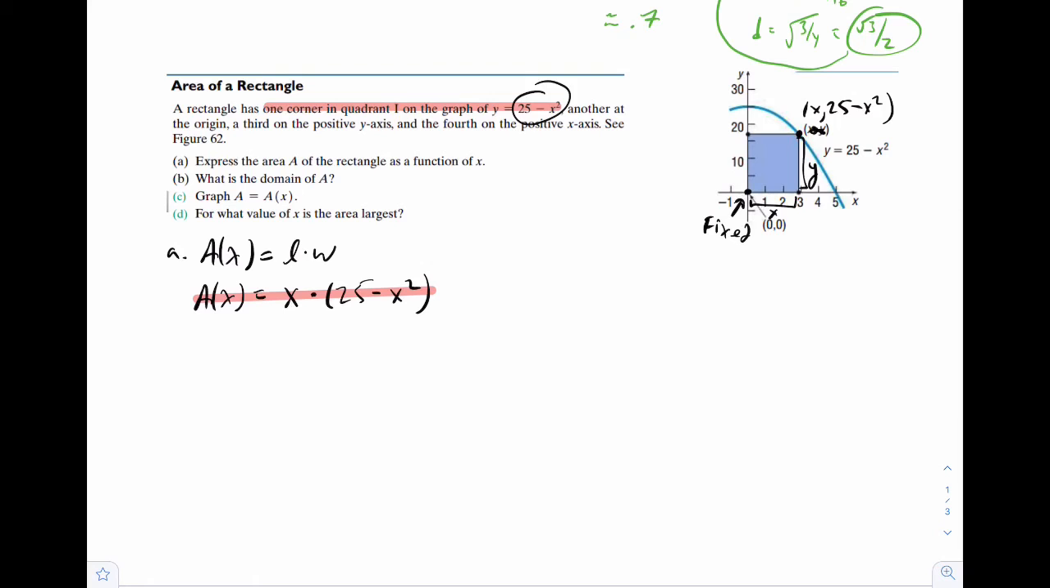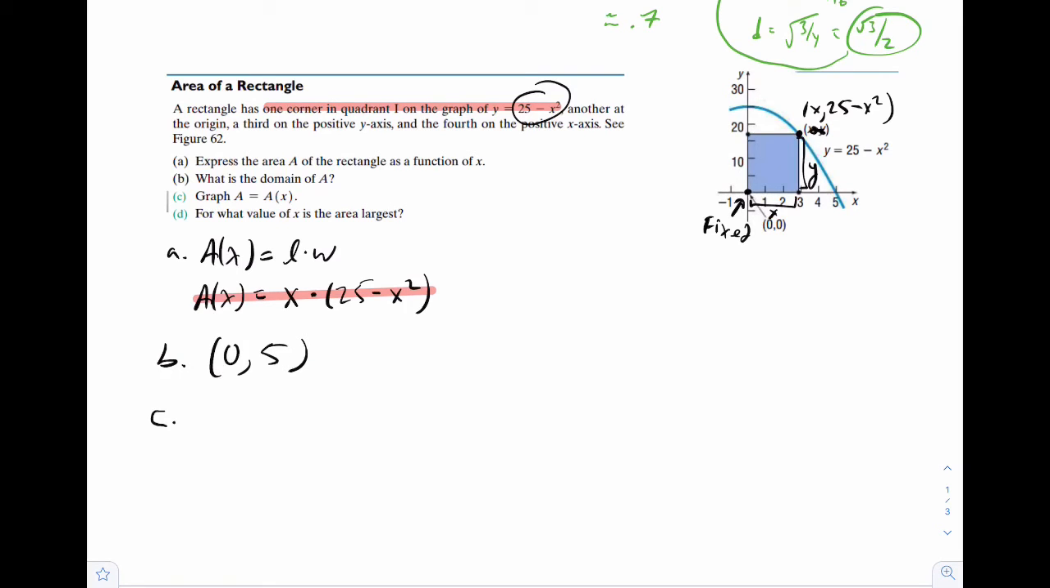B, what is the domain of A? So for this, we can actually just think about it logically. If it's fixed at the origin and the other point is somewhere in this region, I can see that the smallest value I can use is 0 or anything a little past 0. So we're going to make that parentheses because it has to be bigger than 0, this point. And the furthest it can go is 5, but it can't actually be 5 because then you don't have a box anymore. So it's just 0 to 5.